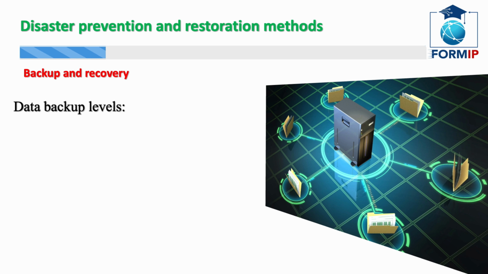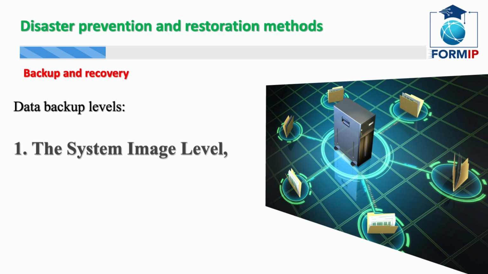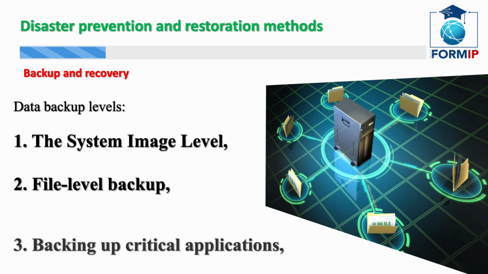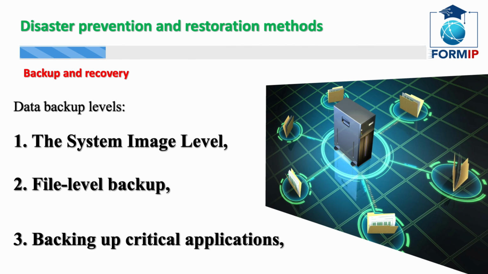First, the system image level, which makes a copy of an entire disk, including the operating system, also known as full or instant backup. It can be used to restore a failed computer if something goes wrong. Second, we have file-level backup. It is simply a copy of files such as documents, reports, images, videos, on a different medium than the one from which they originated.